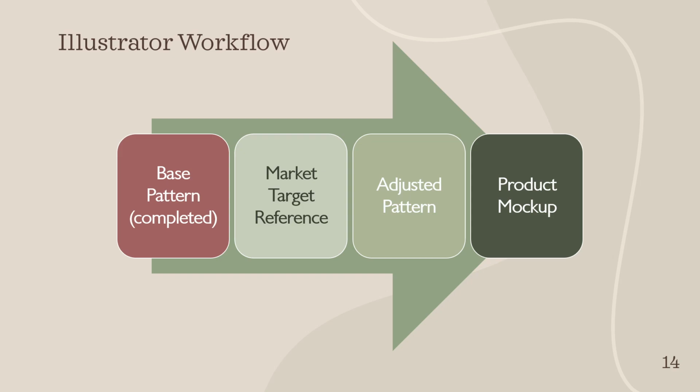Set the scale based on product type. Bedding and wall art need larger repeats. Stationery or babywear need smaller ones. Tweak your color temperature, contrast, and saturation to match the market tone. Test your adjusted design on a product mock-up to confirm it fits visually and emotionally. The goal here isn't brute force recoloring, it's strategic adaptation, using deliberate changes to make one design perform in multiple commercial contexts.